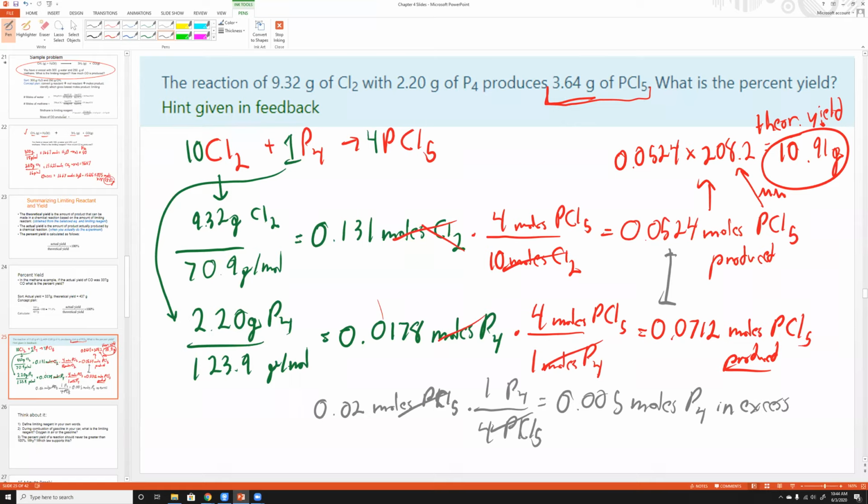So you can figure out a plethora of information from just this one sentence. What about the percent yield? Oh, it was 33. I erased it before. So here's how we got the theoretical yield right up here, and then the actual yield's given. So 3.64 grams divided by 10.91, 33.6% yield. Okay, cool. All right. Any other questions on this? This is a very comprehensive problem.